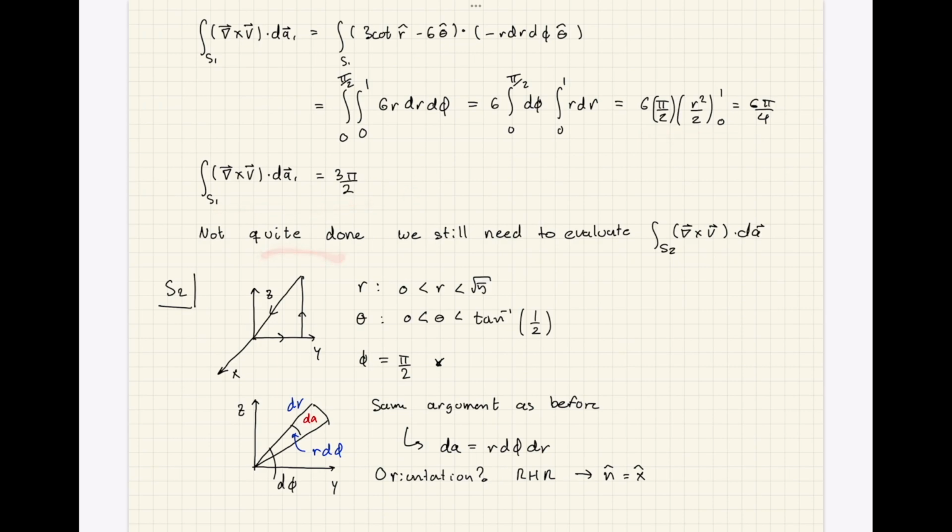But I'm still not quite done. I need to evaluate the second part of the flux. So the second part is this region in this case. And I note that our r also ranges from 0 out to our maximum, which is root 5, and our theta ranges from 0 to what we found previously, tan inverse of 1 over half. And our phi, in this case, is pi halves, and that is also important and will come up later. So what is our elemental area? By the same arguments as before, our d area is a quote-unquote spherical rectangle, and it becomes r d phi dr. And what is the orientation? Using the right-hand rule, our orientation is in the x-hat direction.